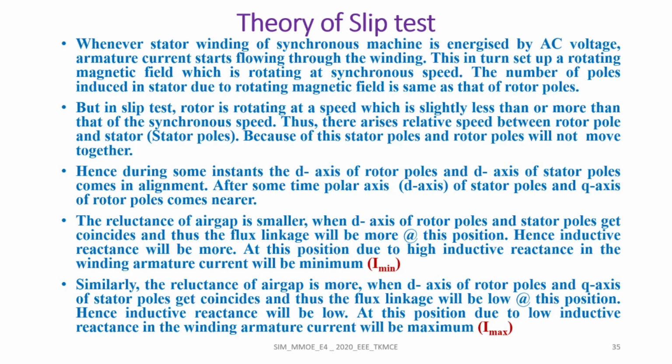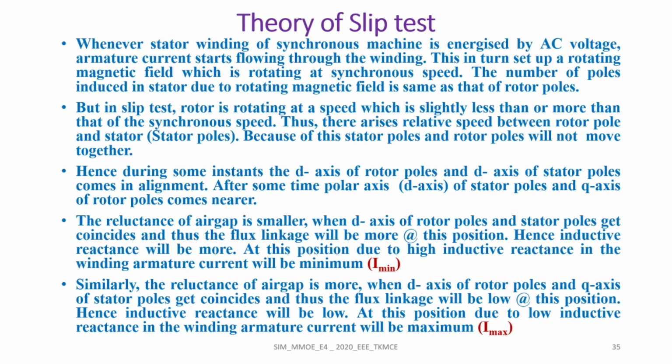Then due to this relative speed, after some time, there is an alignment between the quadrature axis of the rotor with the direct axis of the stator. Under this condition, air gap length is maximum. If air gap length is maximum, reluctance is maximum. If reluctance is maximum, flux linkage will be minimum. If flux linkage is minimum, reactance is minimum. If reactance is minimum, impedance is minimum. If impedance is minimum, current through the armature is maximum.